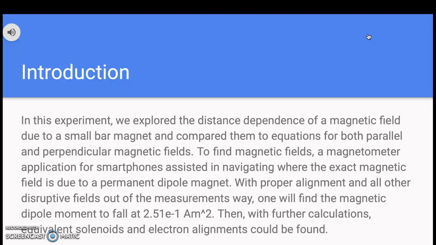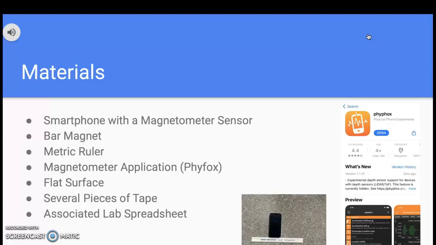With proper alignment and all disruptive fields out of the way, we would find that the magnetic dipole moment would fall at 2.51 times 10 to the negative 1 meters squared. Then with further calculations, equivalent solenoids and electron alignments were discovered.